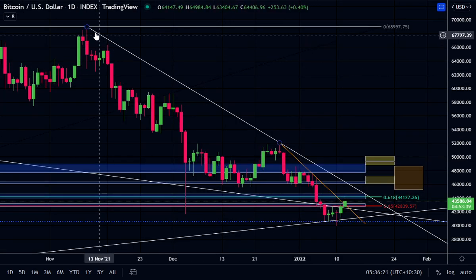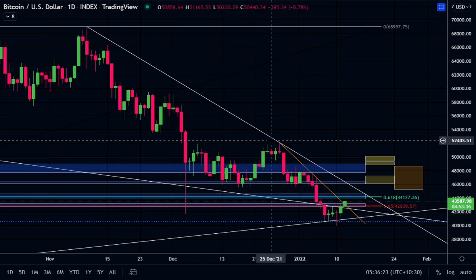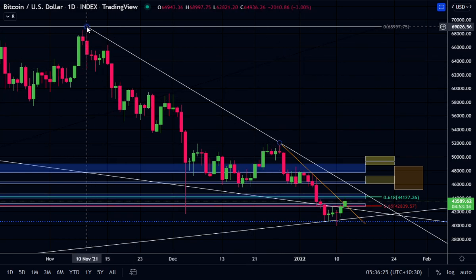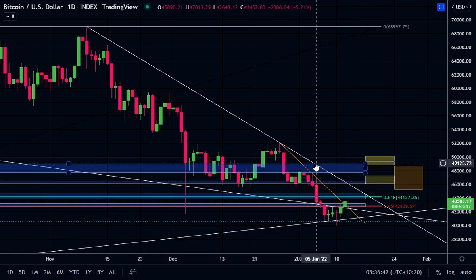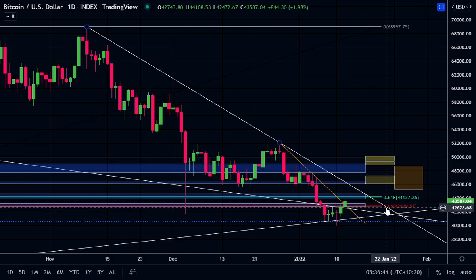But obviously the main trend line to break here is the one connecting the overall highs from this 69k peak, and currently on this daily candle that trend line is at around 46,300. It is descending quite quickly, so on tomorrow's candle it would be down to 46,000. So this trend line is descending about $300 a day.